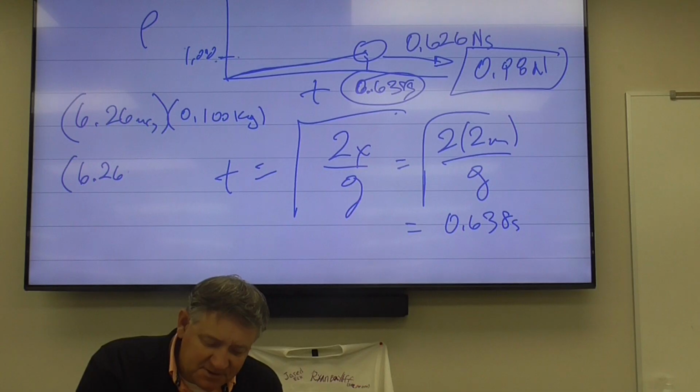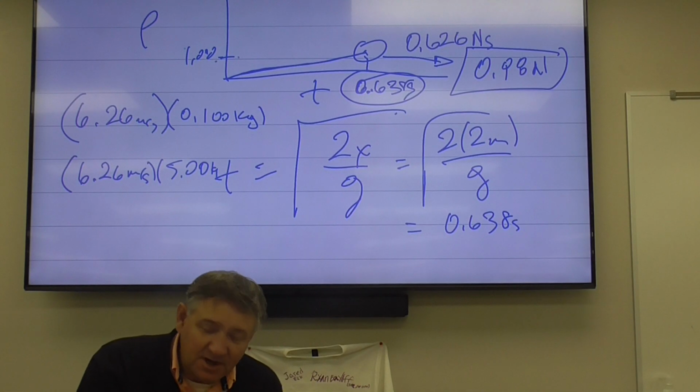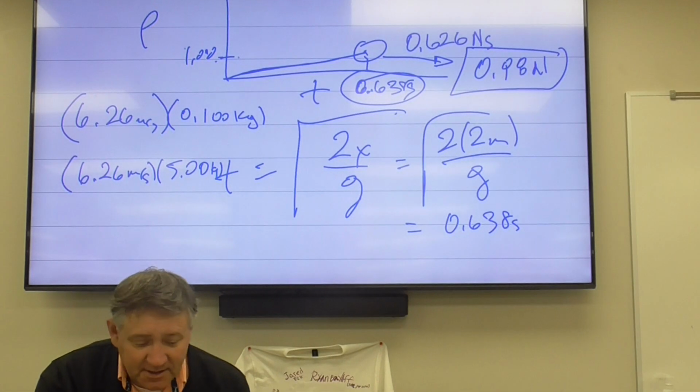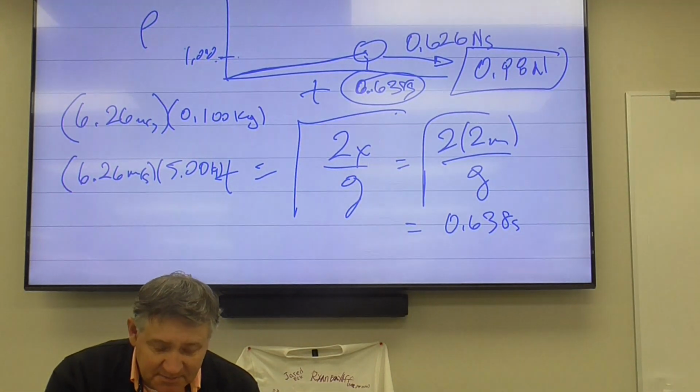Now, let's do the same thing for Hank. We got 6.26 meters per second. He has a mass of 5 kilograms. Let's try to do this the first time, Cohen. Take 6.26 times 5.